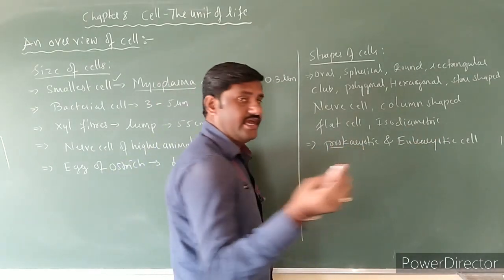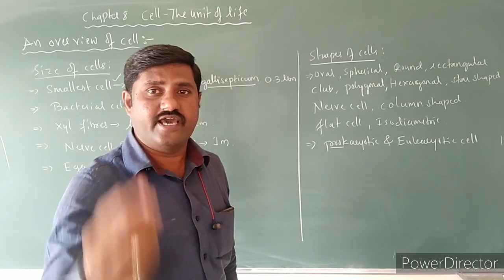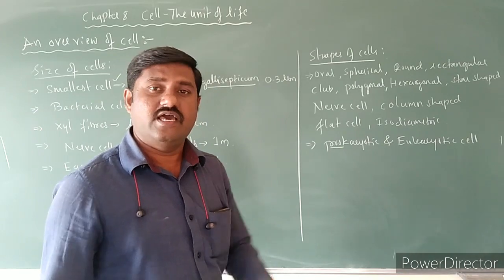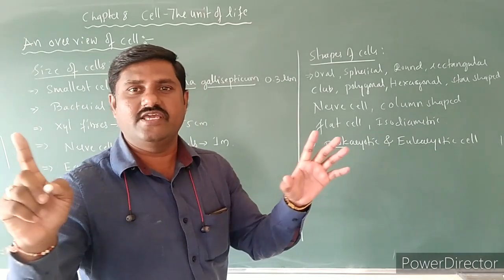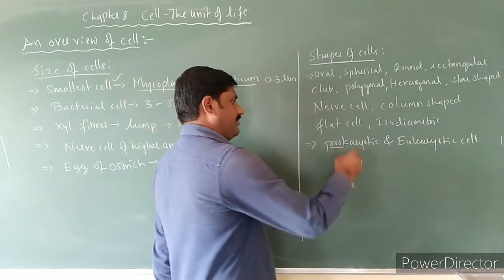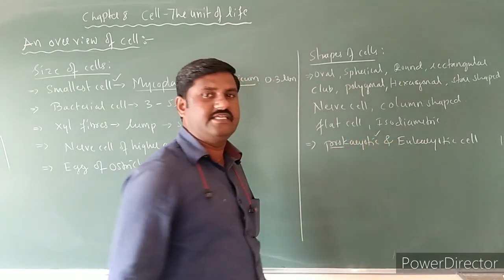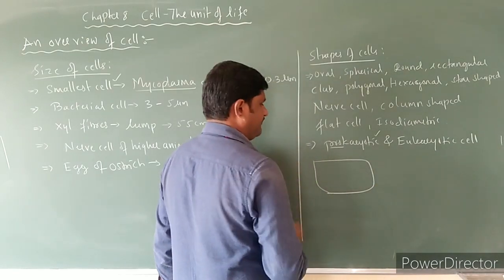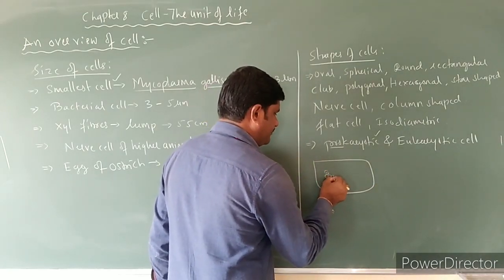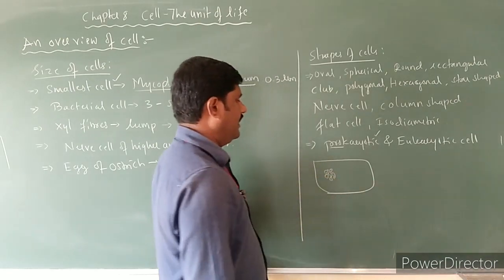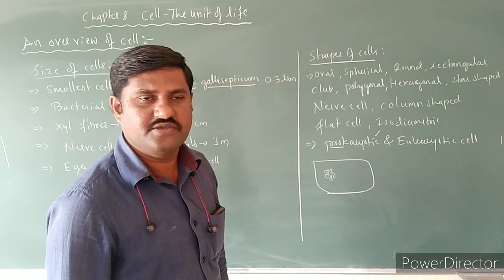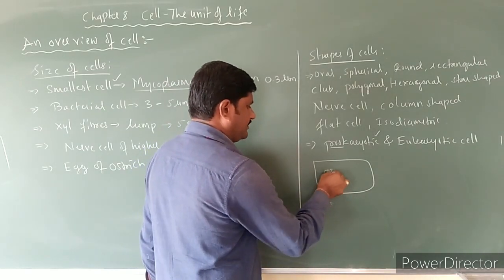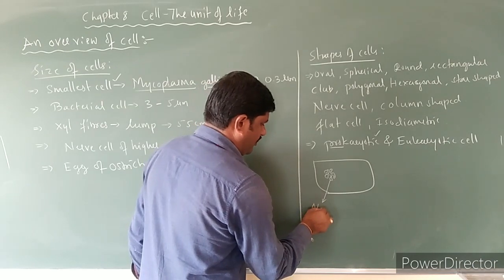Pro, already I have explained. Pro means first, karyon means nucleus, first formed nucleus, that is primitive nucleus. How it was? It doesn't have any nuclear membrane around it. The best example for this prokaryotic cell is bacterial cell. I am going to draw over here the simple structure of the bacteria, and it has the chromosome or the nucleus, and that nucleus doesn't have any definite boundary, and this kind of nucleus is called as nucleoid.